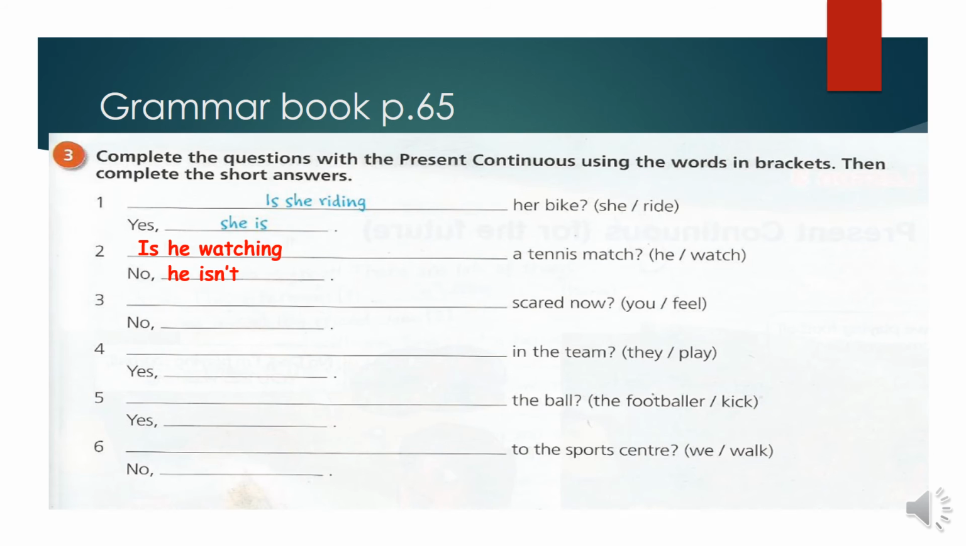Okay, number 3. Scared now. You feel. I will choose: are you feeling scared now? Are you feeling scared now? No, it will be.